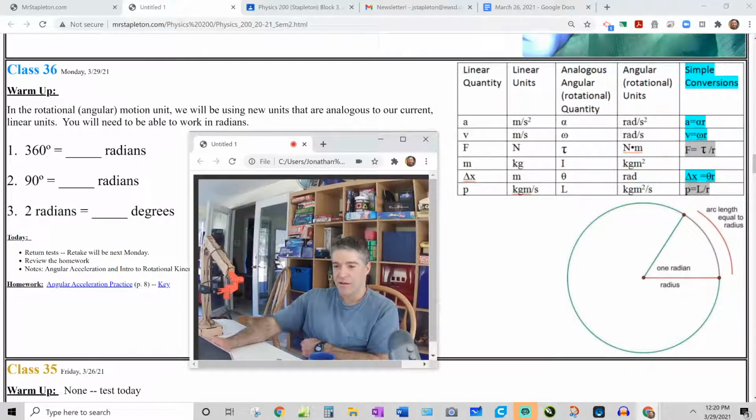Avery, what do you think? Would it be 360 over pi? 360 over pi, yeah. So there are a lot of different ways to do that. If you've had pre-calc, you probably are getting to the point where that comes kind of naturally. But if you can just remember that 2 pi radians equals 360 degrees, then you can just use dimensional analysis. So if I'm trying to go from radians to degrees, I can multiply 2 radians by 360 degrees over 2 pi radians, and that gives me 360 over pi.